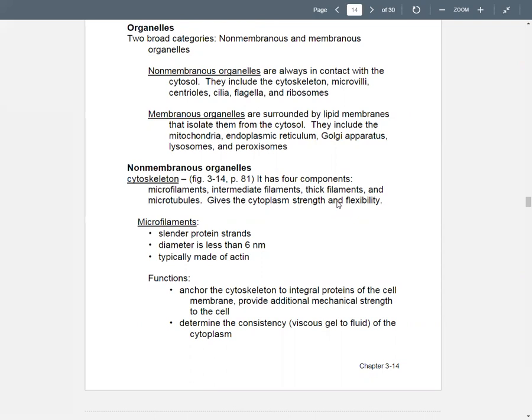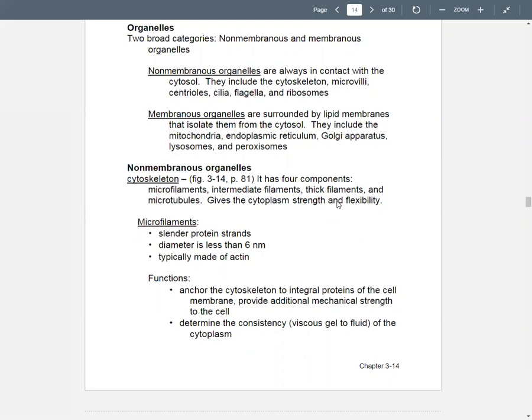Okay, our organelles can be described as non-membranous or membranous. If they're non-membranous, they're always in contact with the cytosol. So things like the cytoskeleton, ribosomes, cilia, flagella, centrioles, and the microvilli are non-membranous.